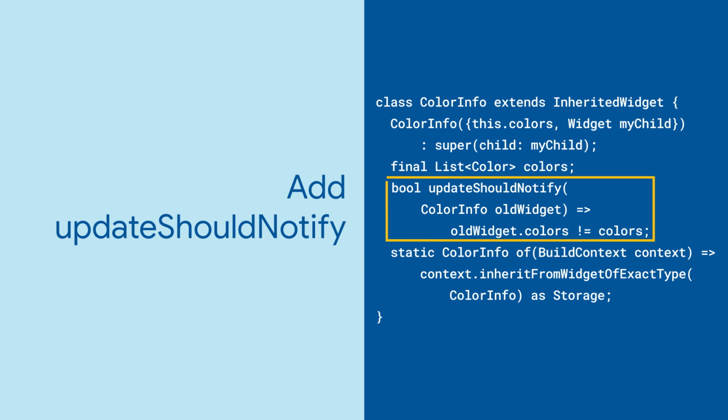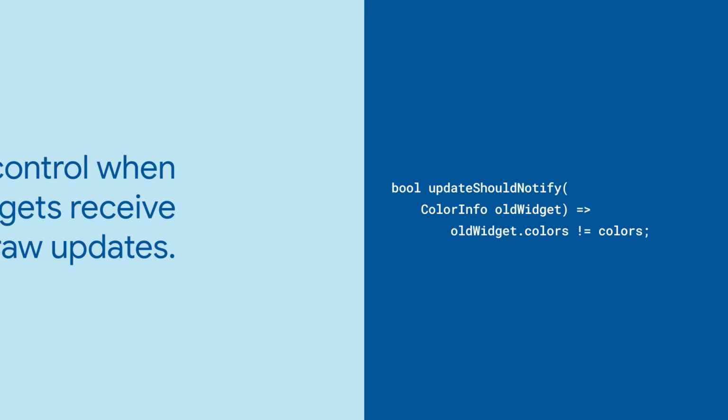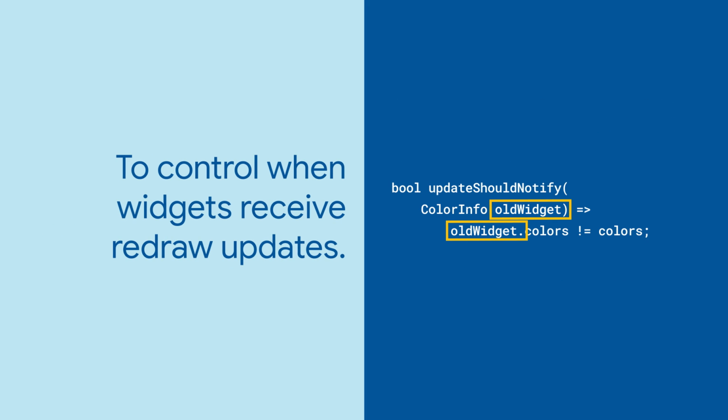The second method is updateShouldNotify. This tells Flutter if it should redraw widgets that depend on the data when that data changes. The oldWidget parameter lets you compare the previous data in your inherited widget to the new one.